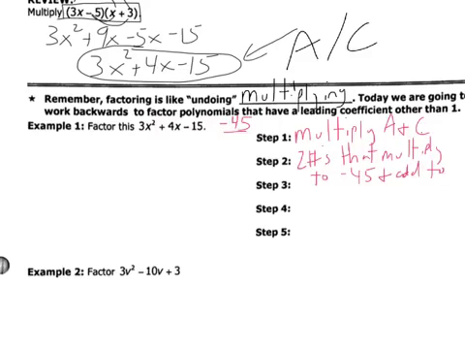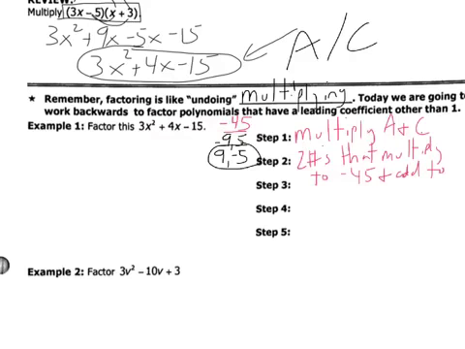Well, I have negative 9 and positive 5, but if I add those I get negative 4. So I use positive 9 and negative 5. If I multiply those, I get negative 45. And if I add them, I get 4. So that's important, first of all.